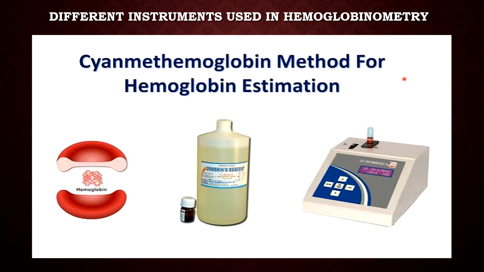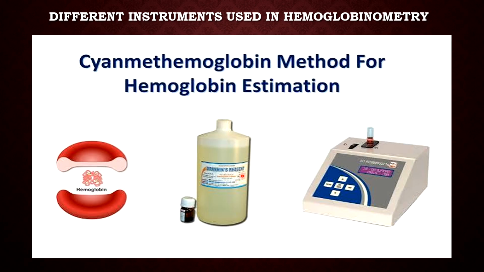So this is the next instrument, which is called the cyanmethemoglobin method instrument. This is the colorimeter, and this is the reagent which contains ferricyanide and cyanide. And this is the standard that is supplied with the Drabkin solution. It is written here, Drabkin solution, you can see.